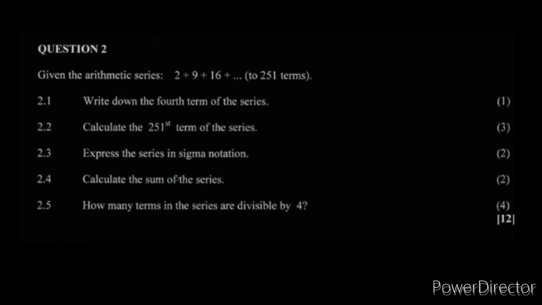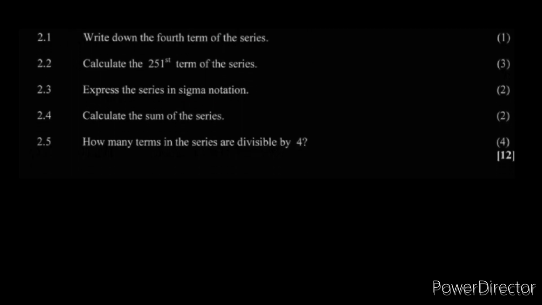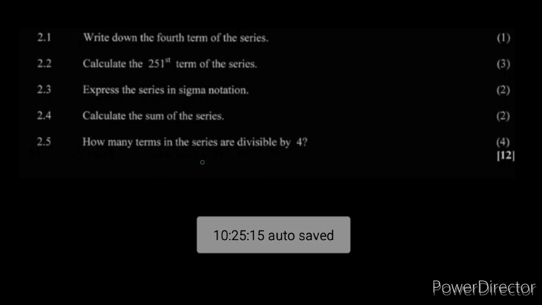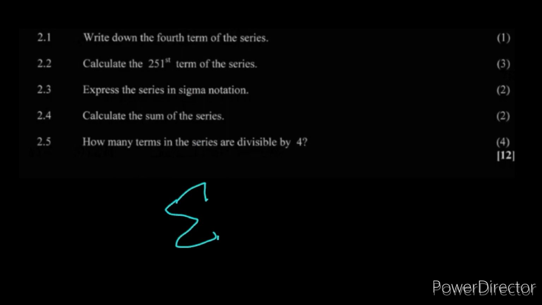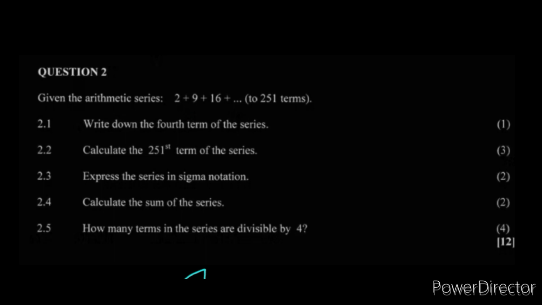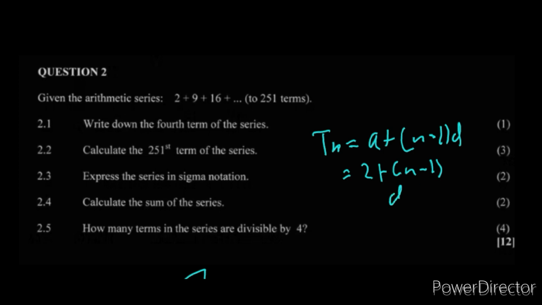They ask you to express this series in sigma notation. So we're just going to say the sum, and we do need to know the formula. So let's get the formula. We're just going to have Tn. There is a shortcut, but I'm using this for the fact that most people use this. So this is going to be 2 plus n minus 1 times d. Some people write d times n minus 1, which is still fine.